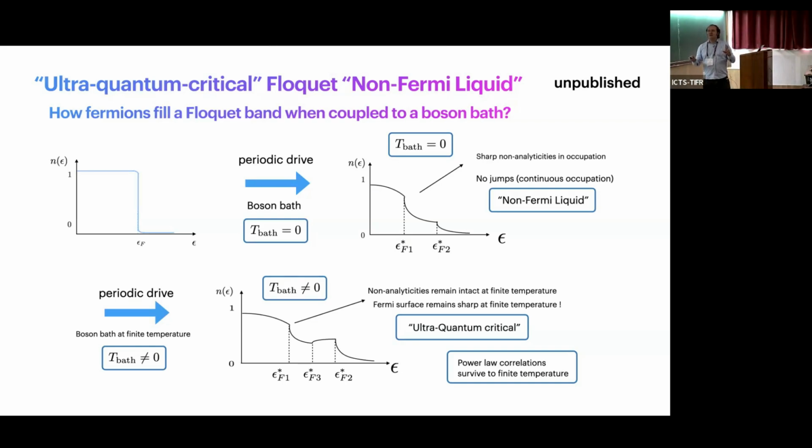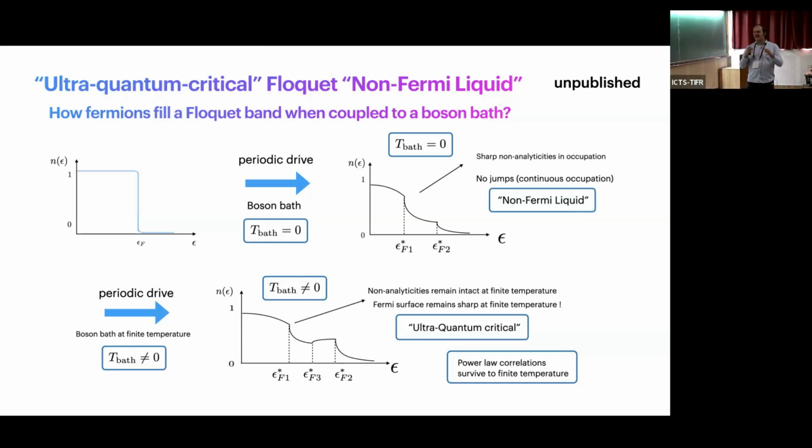But the most amazing thing is that even when the bosonic bath is at finite temperature, these non-analyticities remain perfectly sharp, just as sharp as they were at zero temperature. So this is why we want to call it ultra-critical or ultra-quantum critical. Okay, so it's a bit of a mouthful, the name. It's an ultra-quantum critical Floquet non-Fermi liquid.